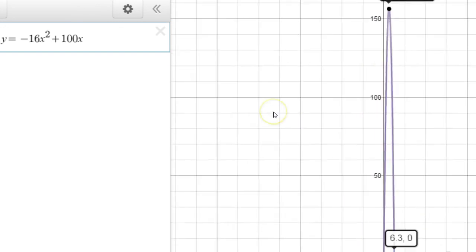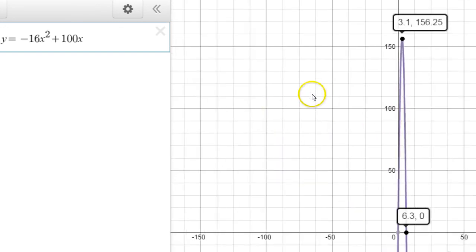That is it for quadratic equations, and you could tell that this object spent 6.3 seconds up in the air and it reached a maximum height of 156.25 feet, and that was after 3.1 seconds, which is the halfway point between the beginning and the end of the fall.